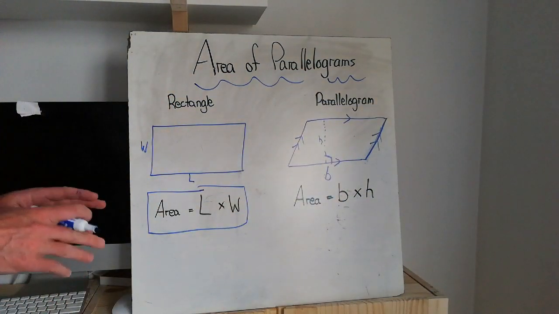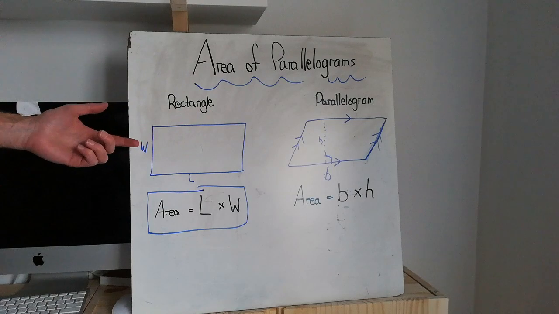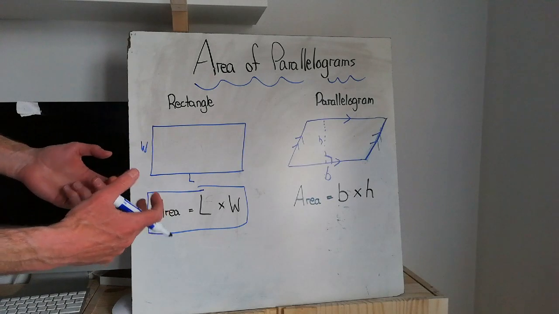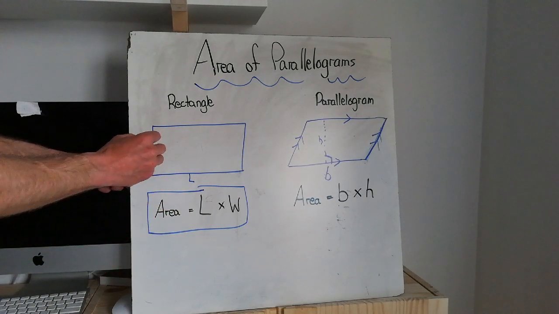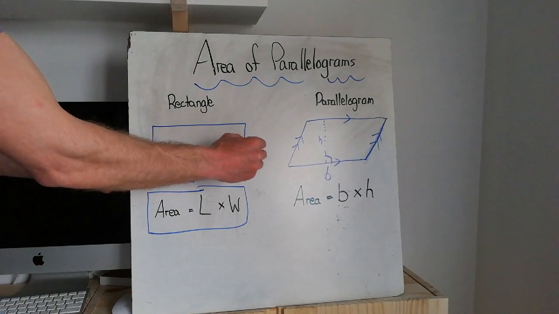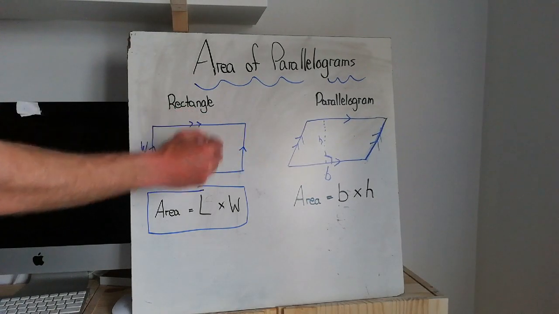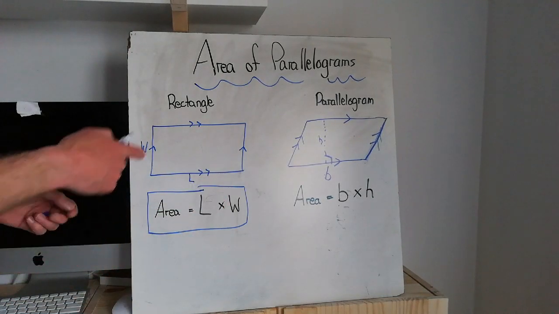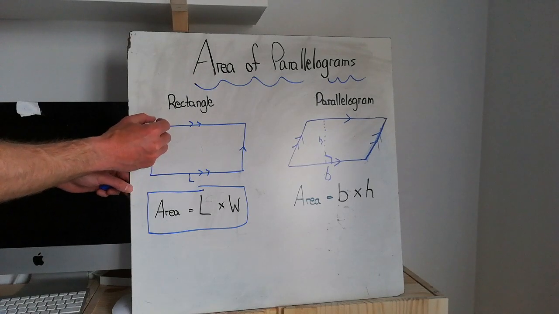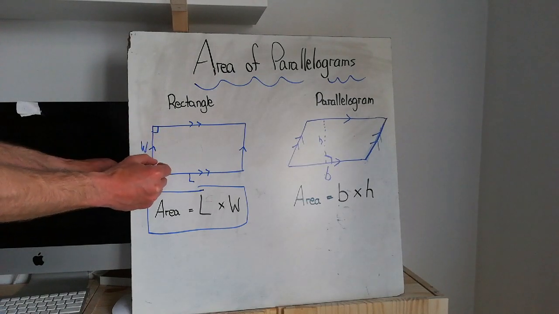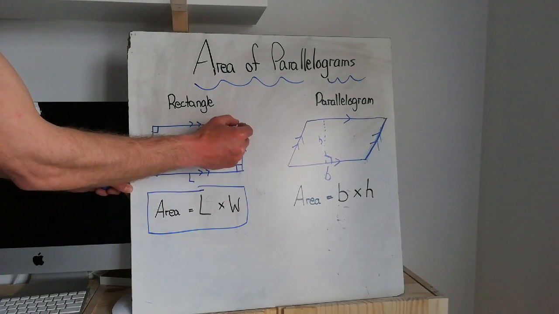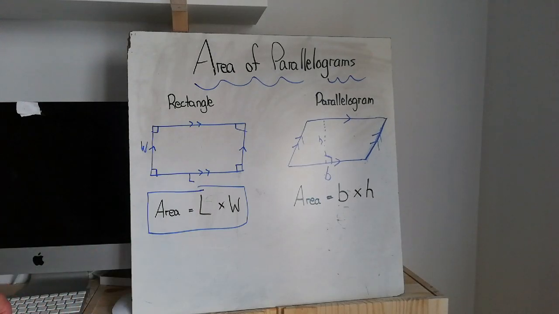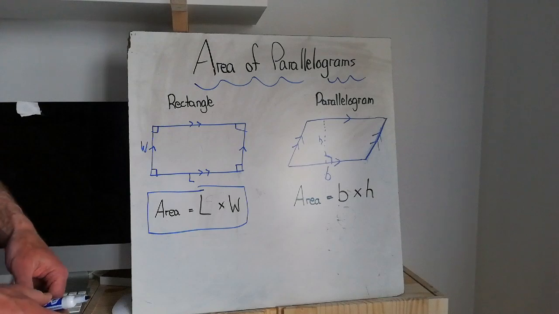Okay, so one other thing I wanted to point out was what's the difference between a rectangle and a parallelogram? Well, a rectangle is actually part of the parallelogram family. So a rectangle would have these two sides parallel, and then these two would be parallel. So a rectangle is a parallelogram. The difference is, in a rectangle, all the angles are always 90 degrees. So this is a 90-degree angle, this is 90 degrees, this is 90 degrees, this is 90 degrees. But in a parallelogram, all the angles don't have to be 90 degrees.